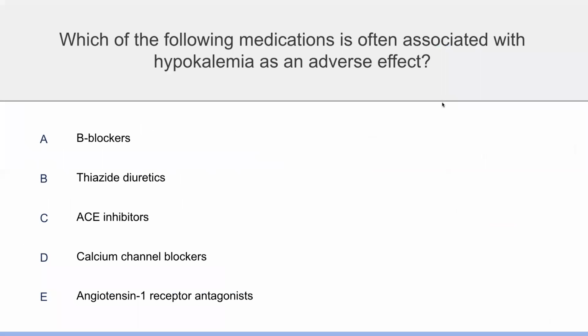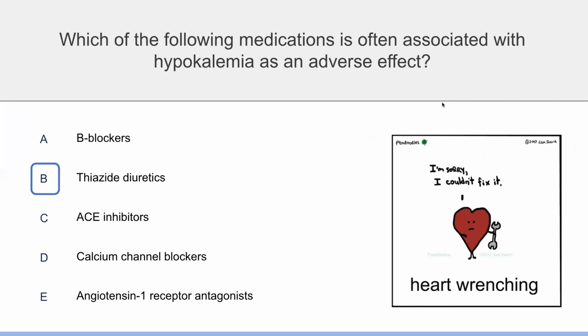First question. Yep, so loop diuretics, thiazide diuretics are usually associated with hypokalemia.